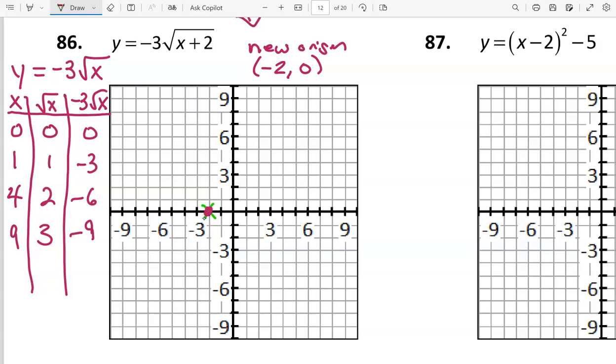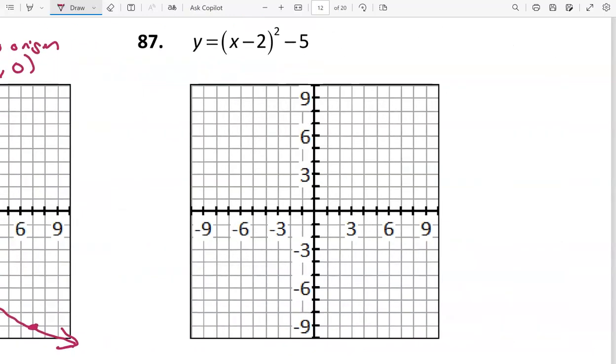And now let's graph those first and last columns as points measured from the new origin, which is -2, 0. 0, 0 is on the new origin. 1, -3 is 1 to the right and 3 down from the new origin. 4 to the right and 6 down from the new origin. And then 9 to the right and 9 down from the new origin. And remember, 0, 0 is an endpoint. The graph does continue and should have an arrow on the right side, however.